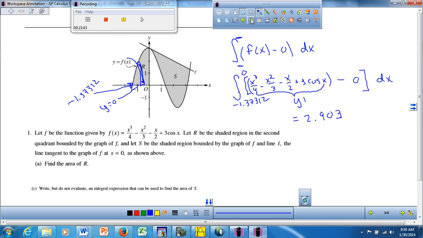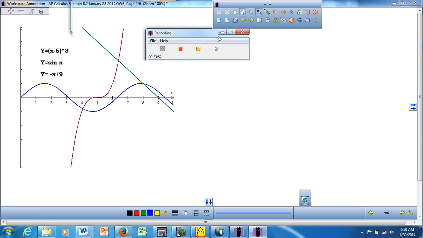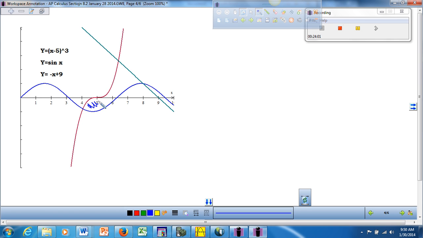Here we go. Am I okay to leave this screen? Okay, I'm going. All right. So the region that I want you to find the area of is this. We should know which is which, because one's a line, one's a sine, and one's a... Yep, I got it. Okay, good.